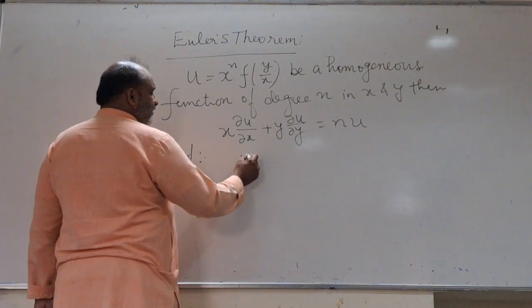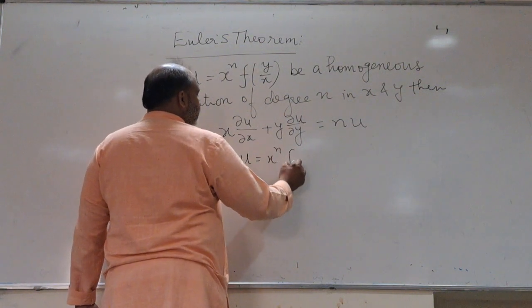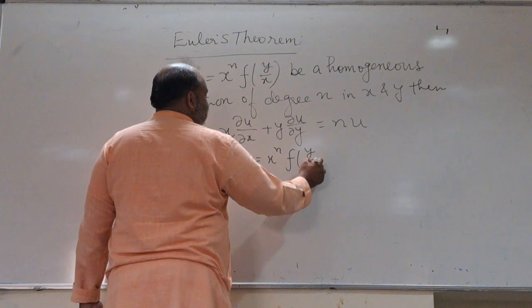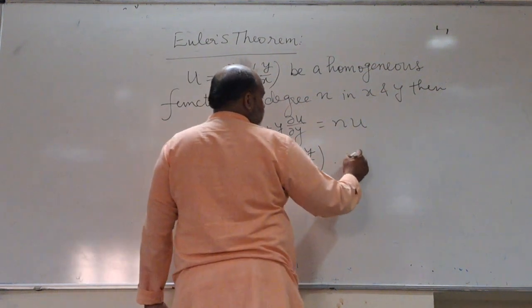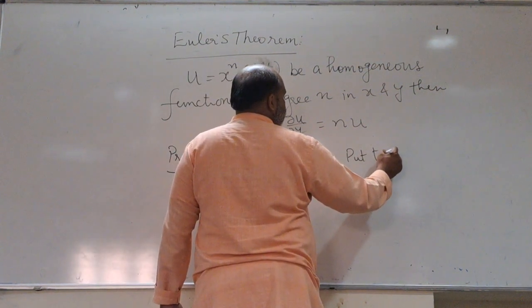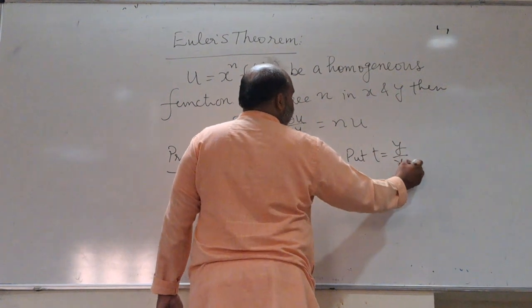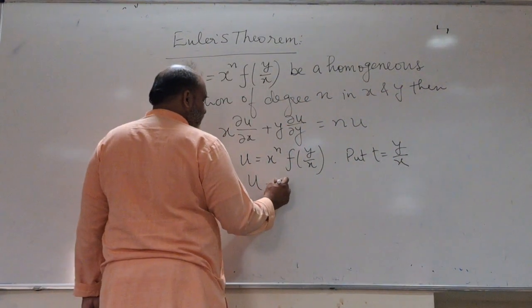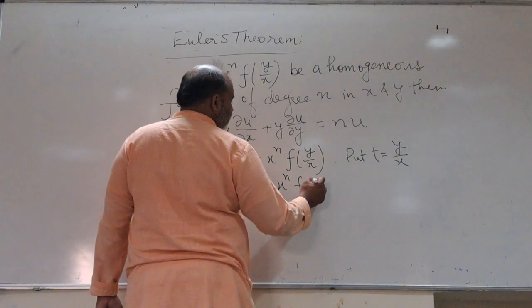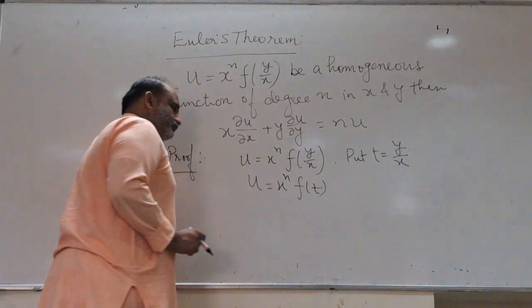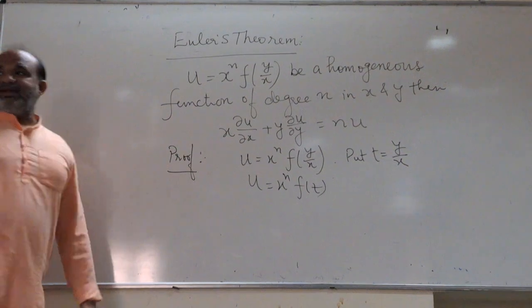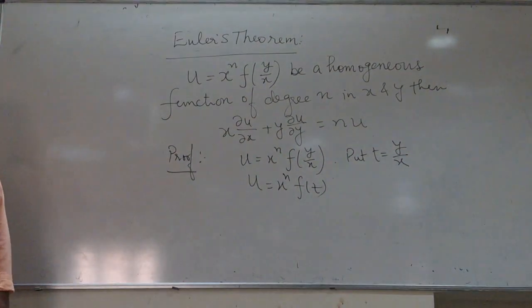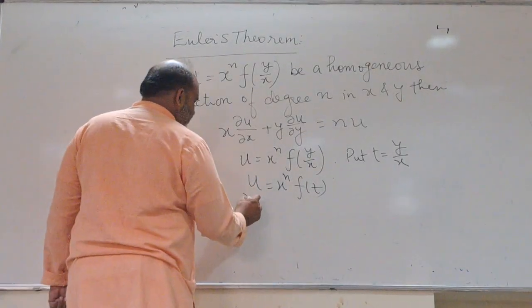What is here? u is equal to x^n f(y/x). I may put t equal to y divided by x. So u will be equal to x^n f(t). Right? Now let me differentiate it first with respect to x and apply the chain rule.